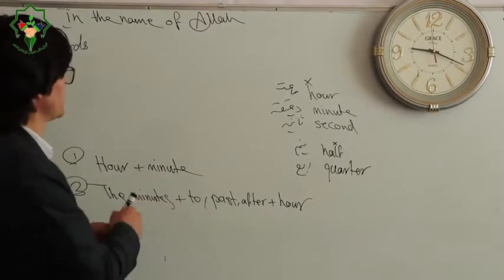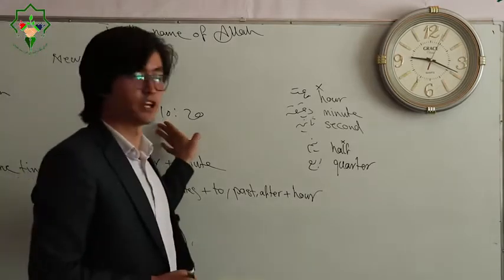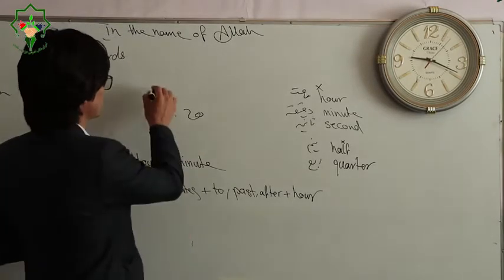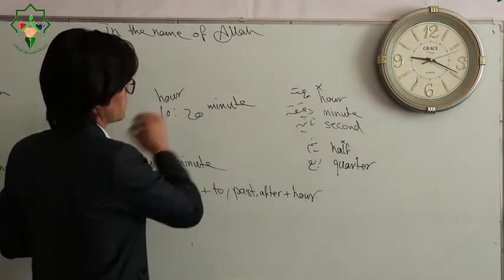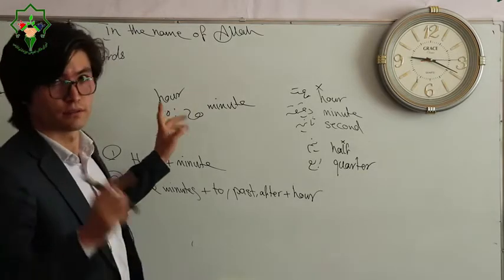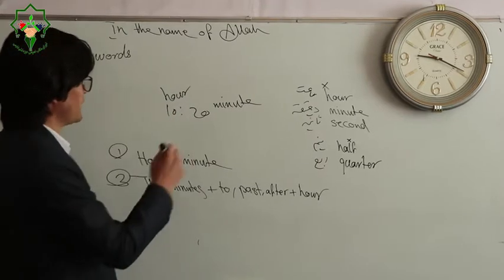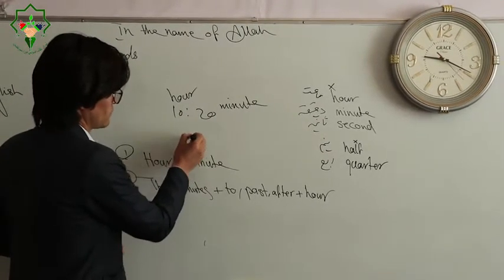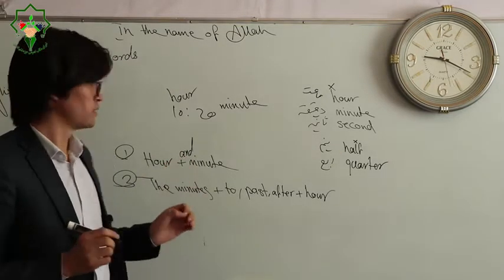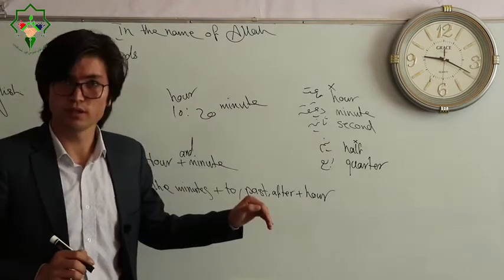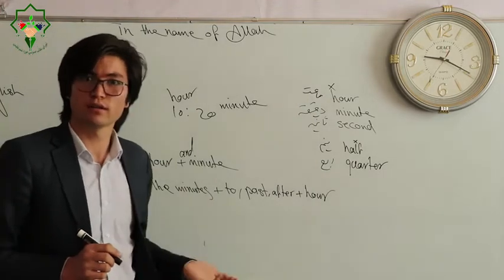Okay? If I write here, this one is 10, this one is hour, and this one is what? Minute. So, how can you say? First, till the hour, 10. You can add an and as well. Okay? You can use and you can say without and. For example, 10, 20, 10 and 20.